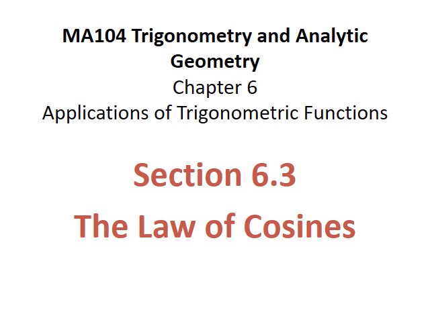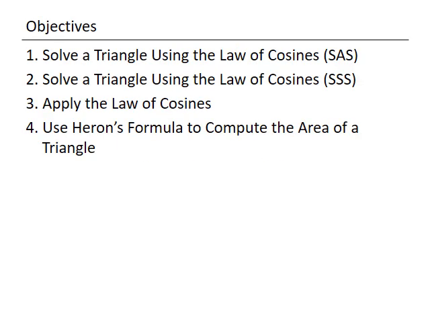This is section 6.3, which is over the law of cosines, and this is the last section that we will cover in this chapter. Here are the objectives. In this case, we will now be using a different law, the law of cosines, to solve triangles. We will also use Heron's formula to compute area.